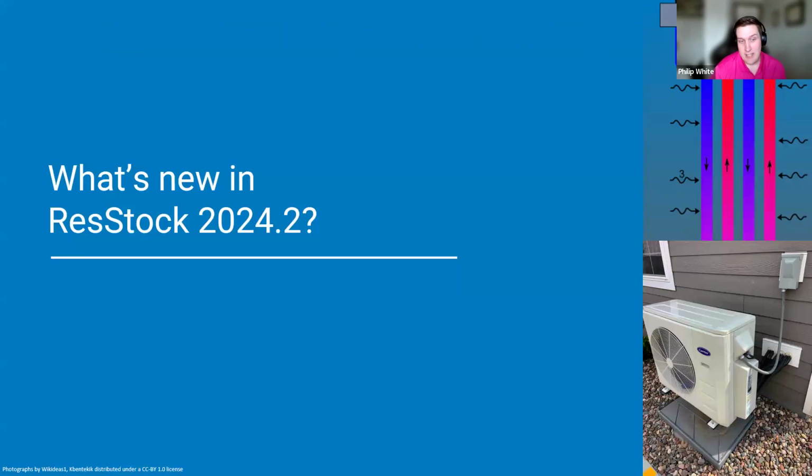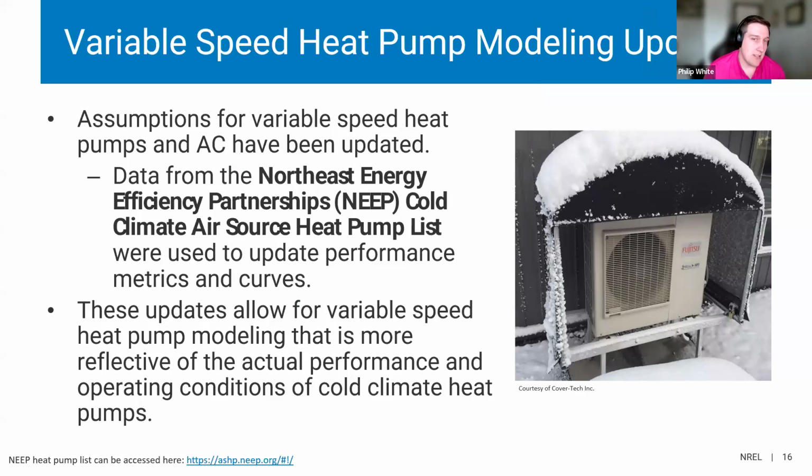If we were lucky enough to have you attend our webinar for the previous time series data release, what I just covered is probably quite familiar. But now I'll talk about updates to ResStock that are new and included in this particular dataset release. Our input assumptions for variable speed heat pumps have been updated to reflect data from the NEAT cold climate air source heat pump list. These updates allow for heat pump modeling to be more reflective of actual performance and operating conditions of cold climate heat pumps.